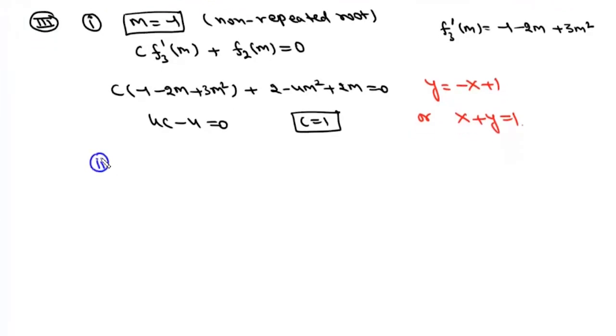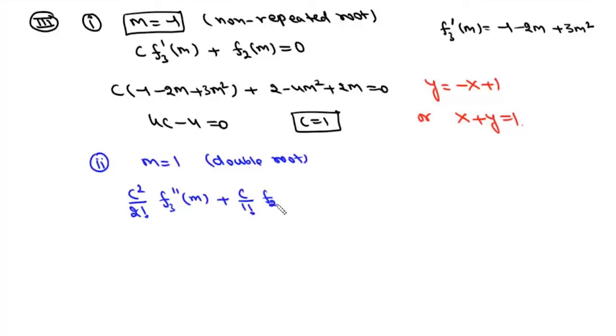So for this second case, the value of m is 1, which is a double root, and for this case we'll have two values of c, which will be given by this equation: c square upon factorial 2 f double dash 3m plus c upon factorial 1 f2 dash m plus f1 m equals 0, where the value of m is 1.